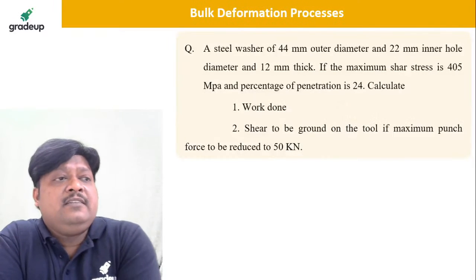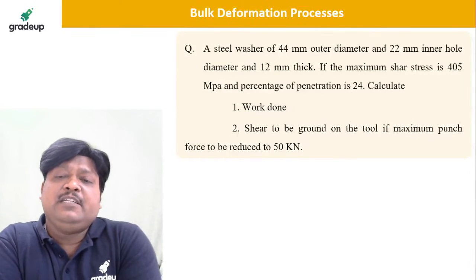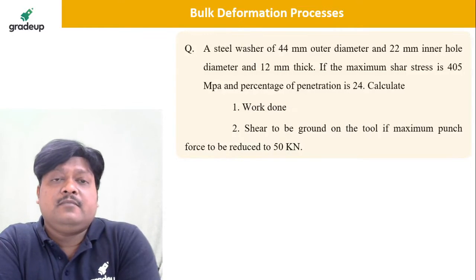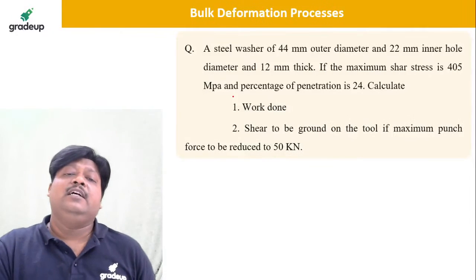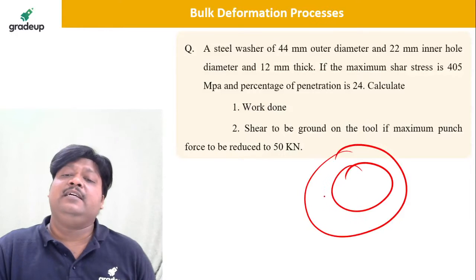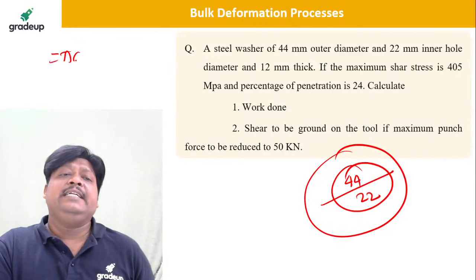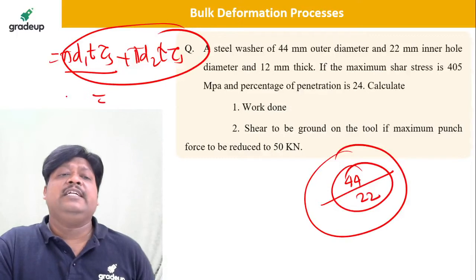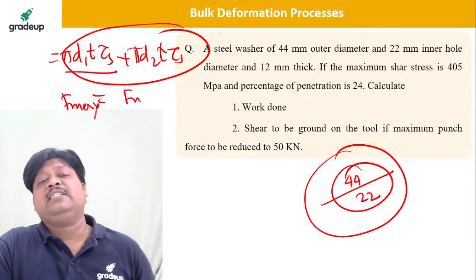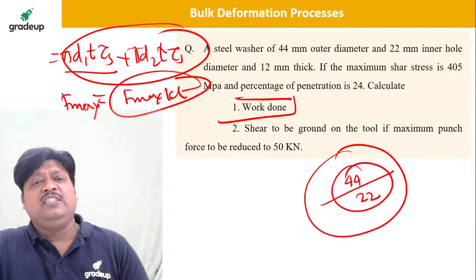Take the next question. This is from the punching or sheet metal working, rather. I would say sheet metal working. But before that, take this question for homework. Don't worry about that. A washer with outer diameter 44 and inner diameter 22. You know how to do that. Pi d1 t tau s plus pi d2 t tau s. You can add these two forces, you will get the maximum force. Work done is F max into kt. You will get the work done. And this is very simple.